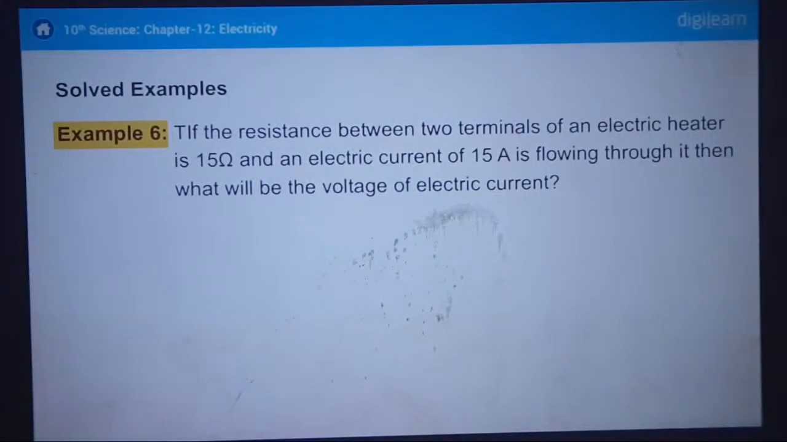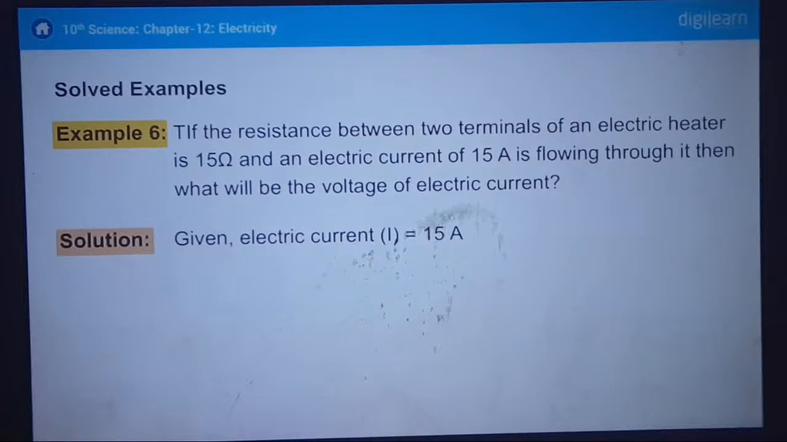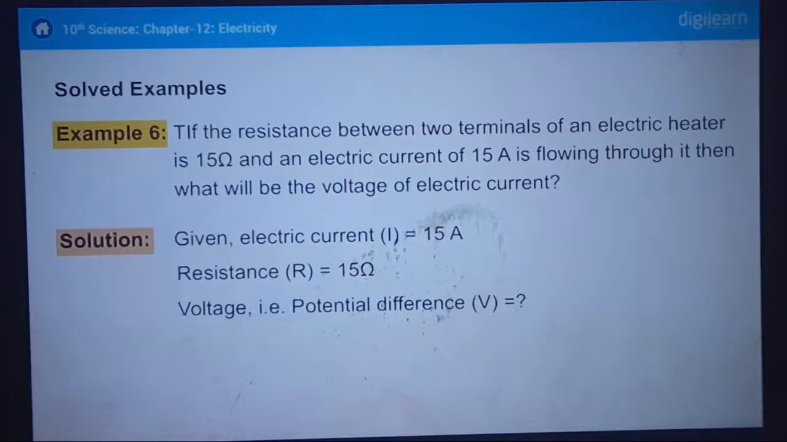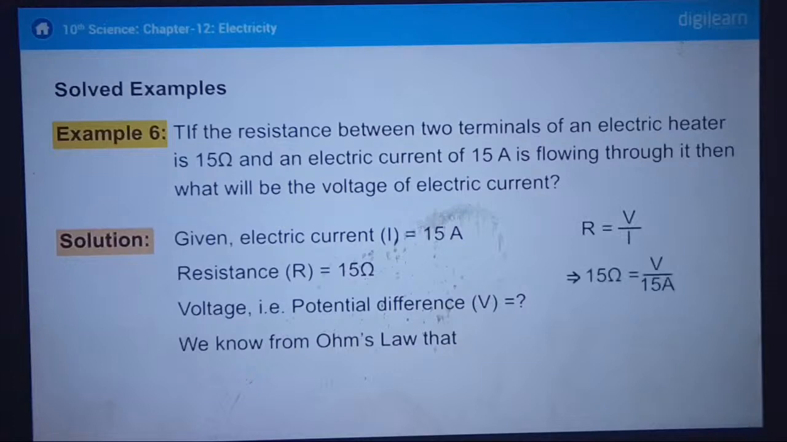Example 6. If the resistance between 2 terminals of an electric heater is 15 ohms and an electric current of 15 amps is flowing through it, then what will be the voltage? Given electric current I equal to 15 amps, resistance R equal to 15 ohms, voltage, that is potential difference V, to be found out. We know from Ohm's law that R equal to V by I. Therefore, 15 ohms equal to V by 15 amps. 15 ohms into 15 amps equal to volt. Therefore, V equal to 225 volts.